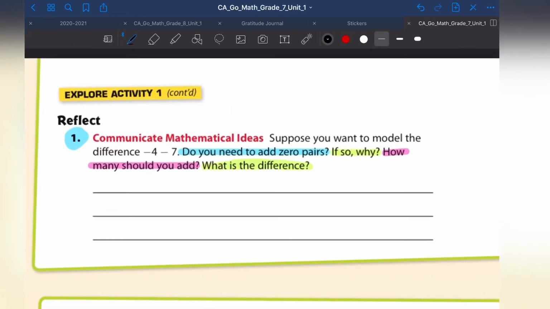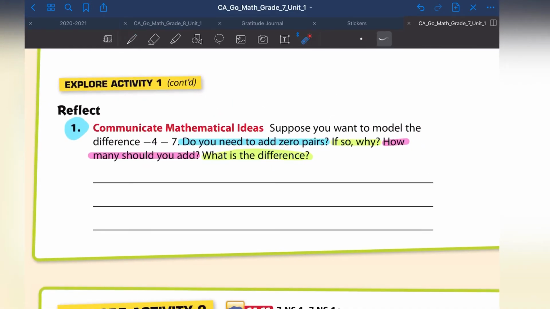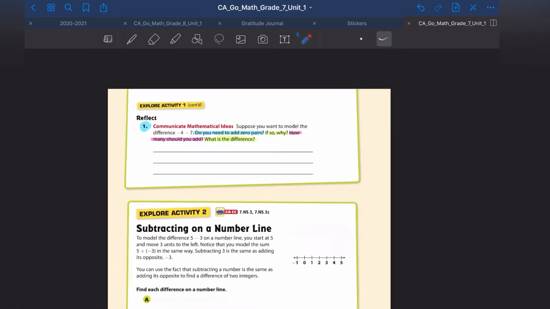Okay, so this one you do on your own. Communicate mathematical ideas. Suppose you want to model the difference negative 4 minus 7. Do you need to add 0 pairs? If so, why? And how many should you add? What is the difference? So I suggest that you solve this problem by using negative counters, and then you'll be able to answer all of the questions. Make sure that you answer all 4 questions.